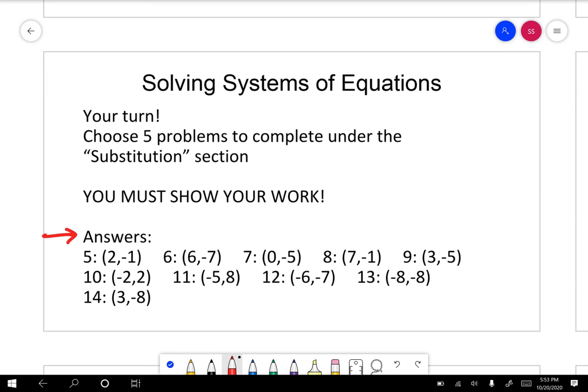So there's the answers to the problems. So you have to show your work. Because I'm giving you the answers. Okay. Again, those are just to verify that you did the work correctly. Okay. So choose 5 problems to complete under the substitution section. Show your work. If you print out the worksheet, don't worry about turning it in or anything yet because we're going to be working on it tomorrow too. Okay, and I mean, you probably can't turn it in anyway because you'll drop it off on Monday. So hang on to it for tomorrow though.